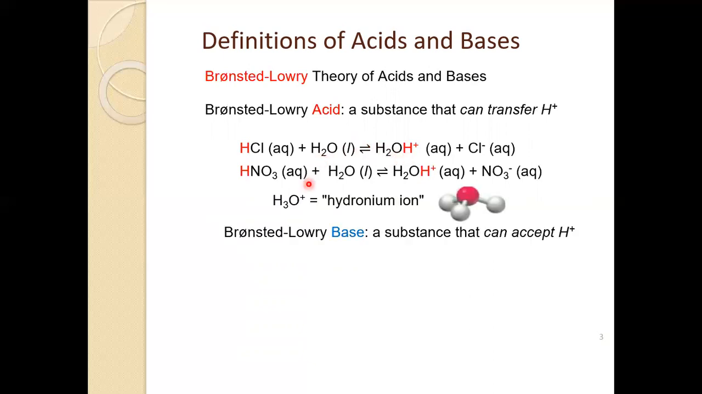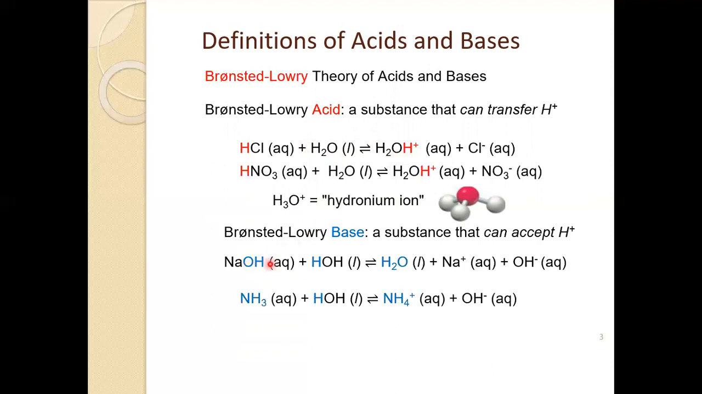Whereas a Bronsted-Lowry base, so if a Bronsted-Lowry acid substance can transfer a hydrogen, can lose a hydrogen, then the base, this opposite type substance, must be able to then accept a hydrogen because the hydrogen has to be able to go somewhere. So a Bronsted-Lowry base is able to accept a hydrogen. We see that with sodium hydroxide. You see that maybe more clearly with this Bronsted-Lowry base called ammonia.